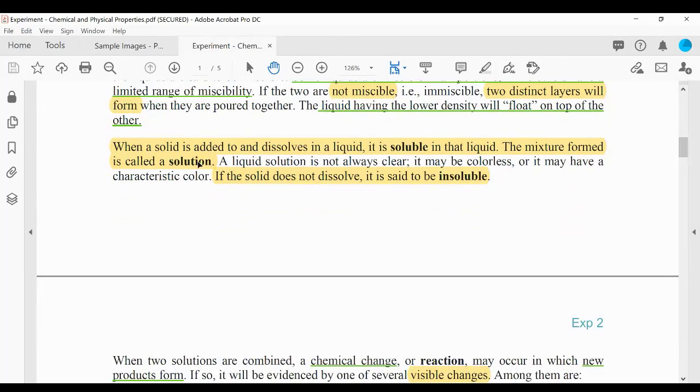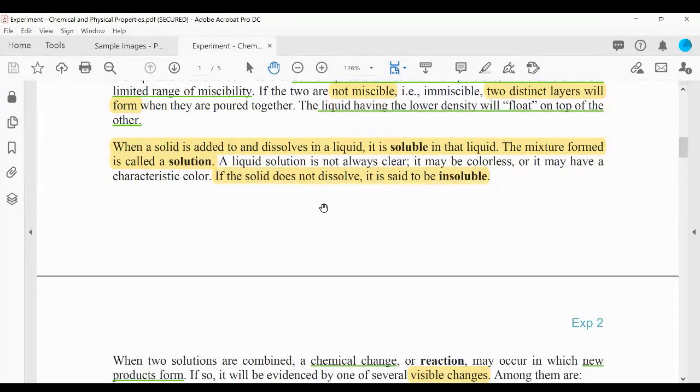And another term that you are learning in this experiment, you will use it a lot, you need to be familiar with, is when a solid is soluble. When we add a solid to a liquid and the solid dissolves in the liquid, we call that soluble. We say that the solid is soluble in the liquid. If I add table salt to water, it's soluble. But if I add sand in the water, it's not soluble. And then I will have two phases.